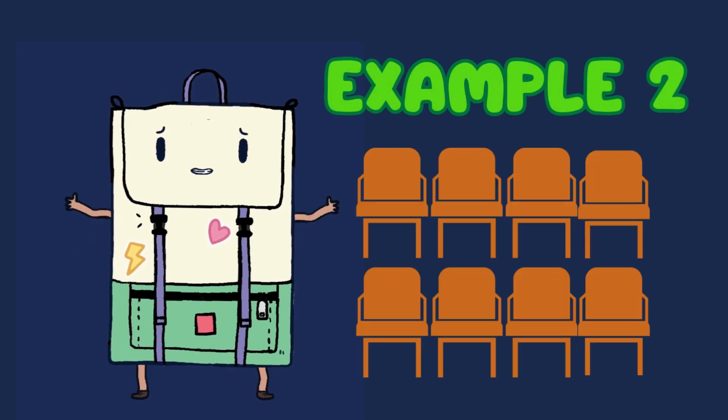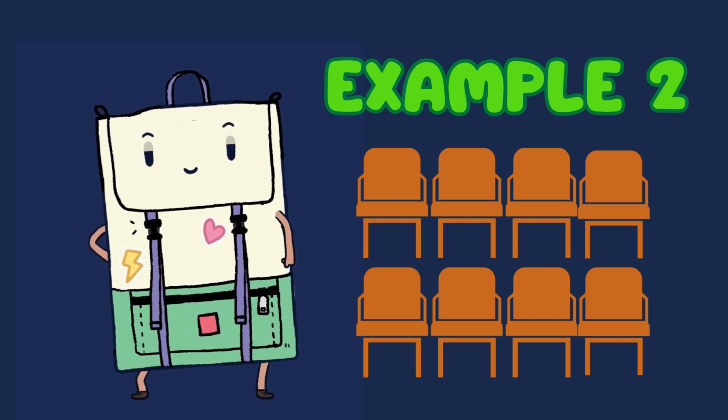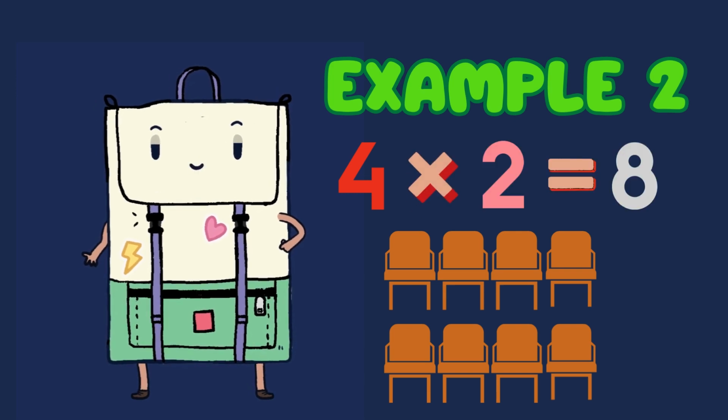Example 2. There are 4 rows of chairs, and each row has 2 chairs. How many chairs in total? Let's multiply. 4 times 2 equals 8.